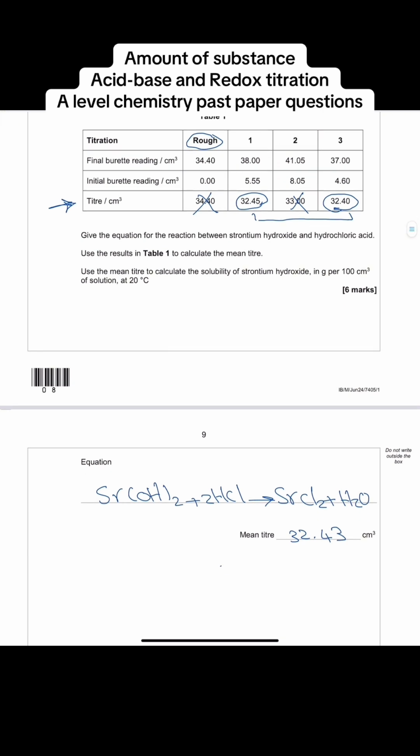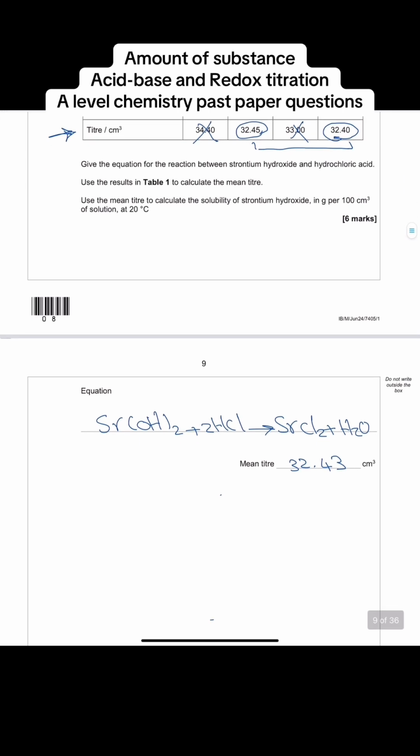When you do this type of calculation, you start backwards. So you start from the last step and go upward towards the first step. They want you to calculate how many grams of strontium hydroxide were dissolved in 100 centimeter cubed of water. So I'm going to start from the last step, which was the titration. They took 25 centimeter cubed of strontium hydroxide and titrated it with hydrochloric acid. So the first thing I need to find is the number of moles of hydrochloric acid in that titer.